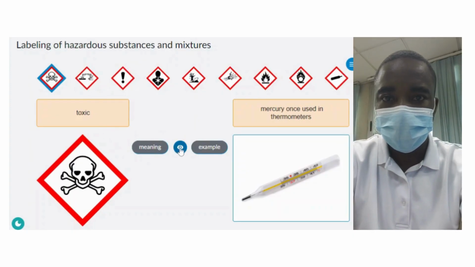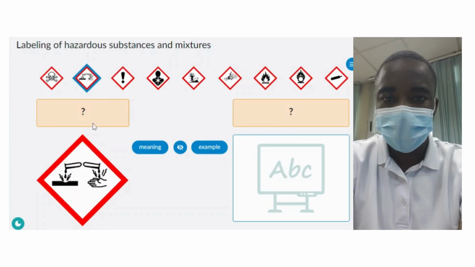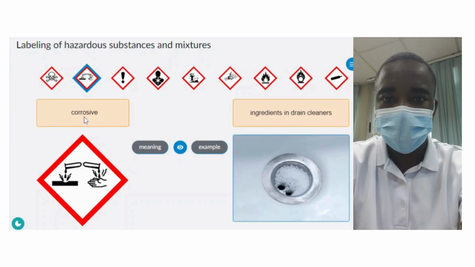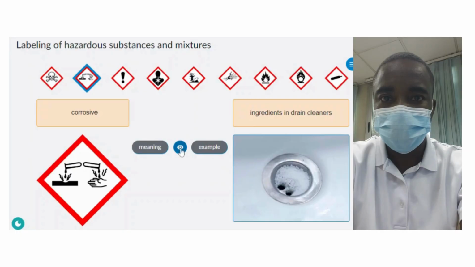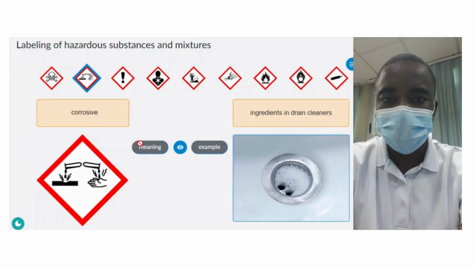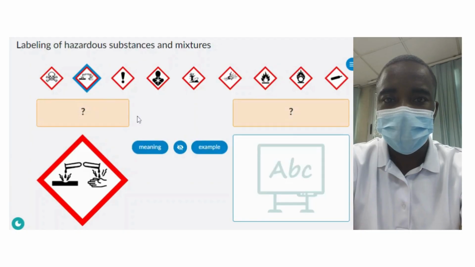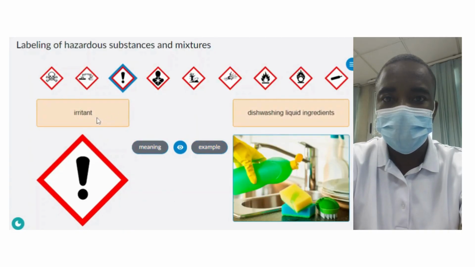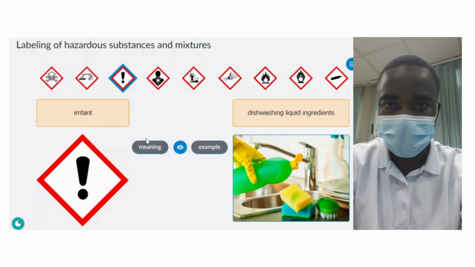The simulation allows students to explore toxic substances, corrosive substances, irritants, health hazards, environmental hazards, explosives, flammable materials, oxidizing agents, and compressed gases. Hazardous substances are materials that pose a risk to human health, the environment, or property due to their chemical, physical, or biological properties. The Hazardous Substances and Mixtures simulation begins by introducing the concept of hazardous substances, explaining their classification, properties, and the importance of safe handling practices.